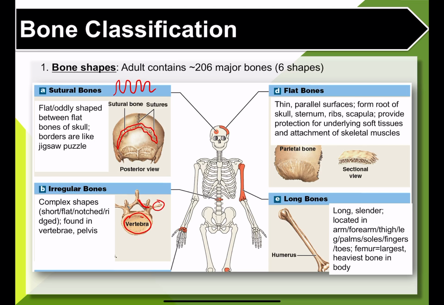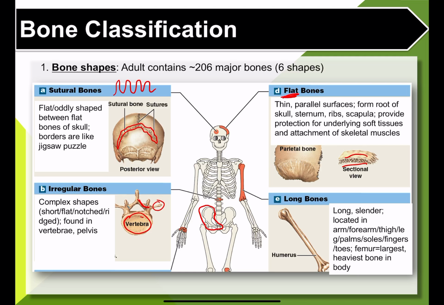So that's why we call them irregular bones. Vertebral bones are one of those examples, and also the pelvic bone right here is another example of irregular bones. Flat bones, on the other hand, as the name suggests, are mostly flat. They have thin, parallel surfaces on this side and that side.